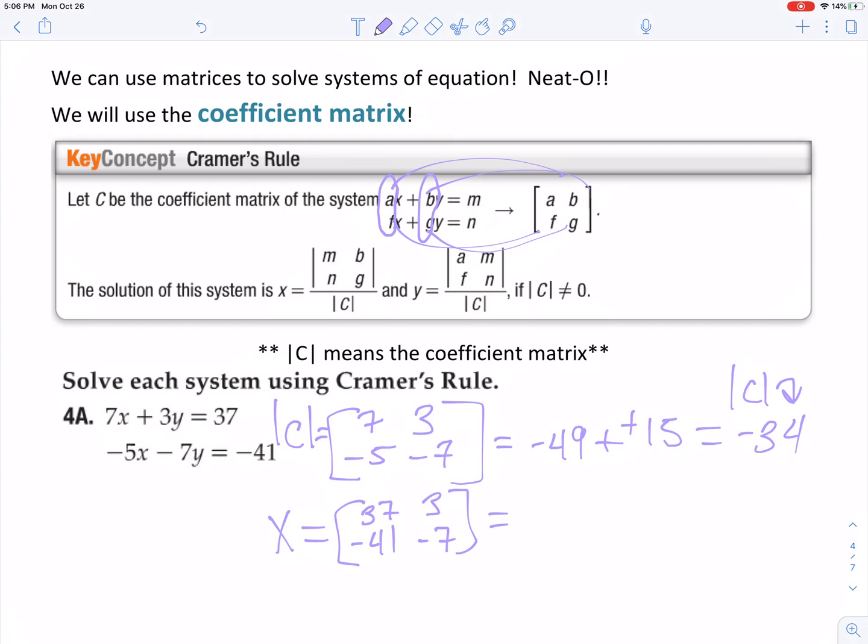Now I'm going to go ahead and determine my determinant from that. So 37 times -7, I've already worked the math out with a calculator, so it's -259. And I'll be subtracting 3 times -41, which is -123. Double negative, add them together, and I get -136.